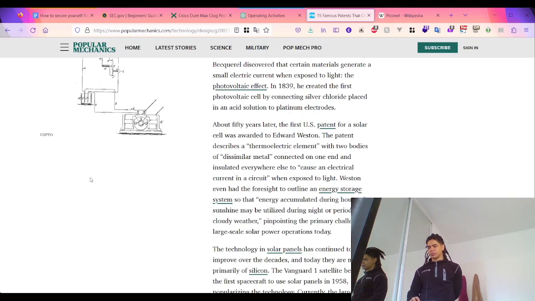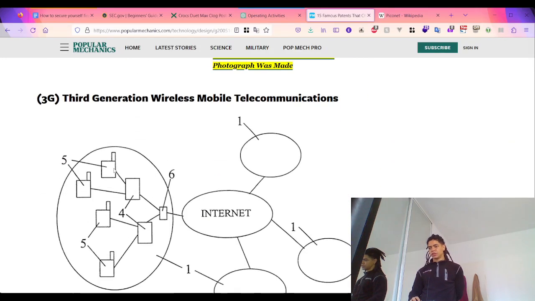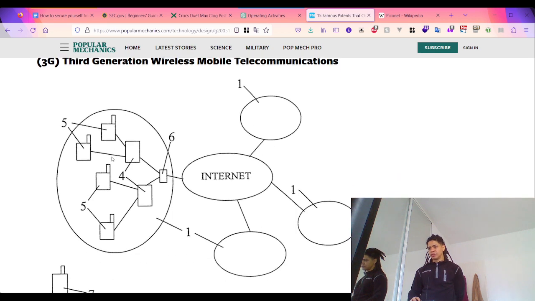Okay. Solar panel. Third generation wireless mobile telecommunication.